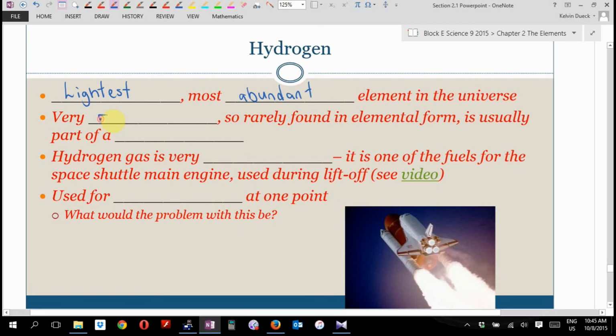It's very reactive, so you rarely find it in nature. Look, there's nothing but hydrogen. Usually when you find it in nature, you'll find it bonded with something. For us, for example, the classic is water. Water is H2O, 2 hydrogen atoms, 1 oxygen, and we can break that apart and pull the hydrogen out of the water. It's pretty easy to do. So it's usually part of a compound.